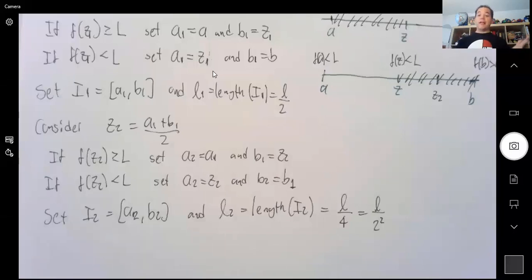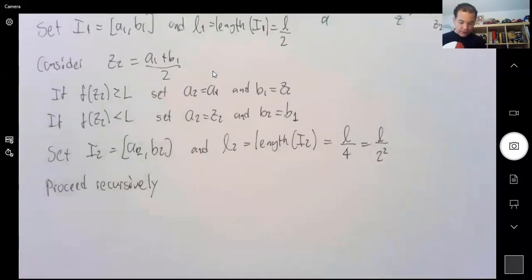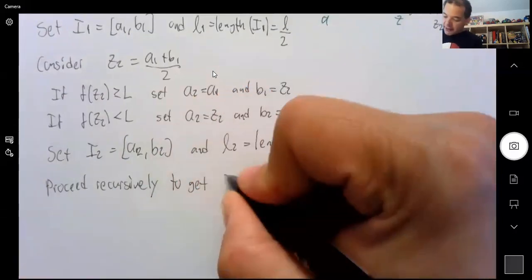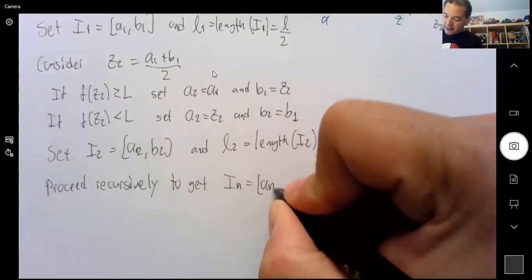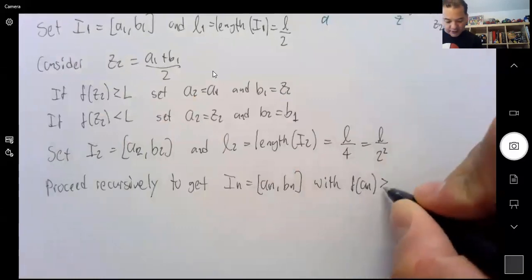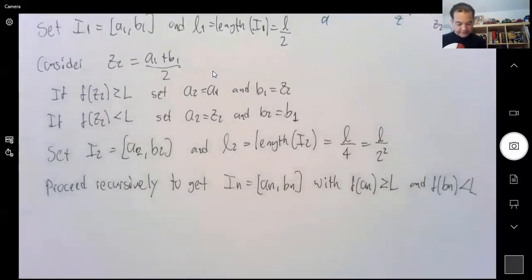And it has to be like that, because on the left endpoint it is less than, and on the right endpoint it is greater than. So in the middle it's either going to be less or greater than, and you pick the one that is opposite. Okay, so in that way, proceed recursively to get an interval I_n, which will be [a_n, b_n], with this property: f(a_n) is greater than or equal to L, and f(b_n) is less than L, right?